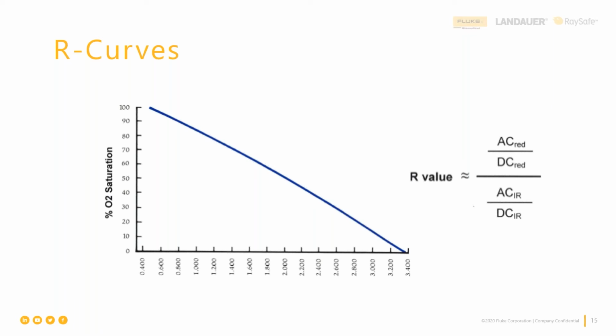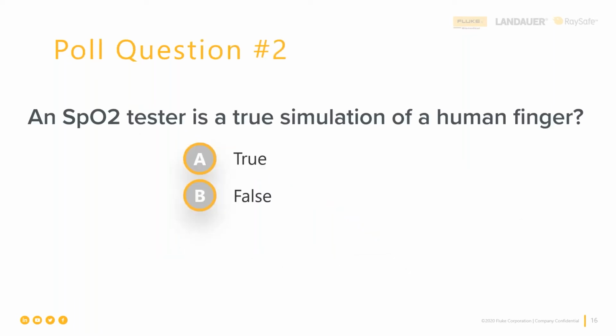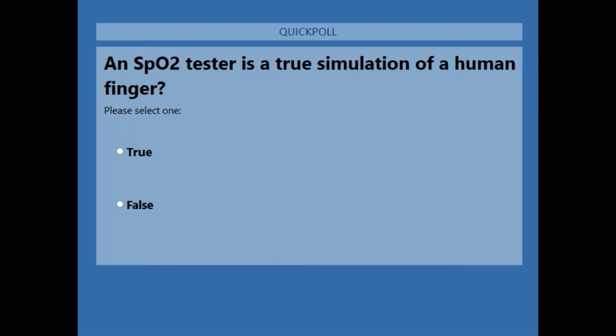All right, thanks, Jerry. So we're going to jump into the second poll question, and we'll throw that up on the screen. An SpO2 tester is a true simulation of a human finger. True or false? So is an SpO2 tester a true simulation of a human finger?